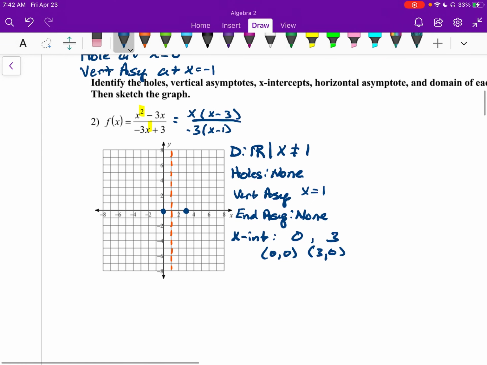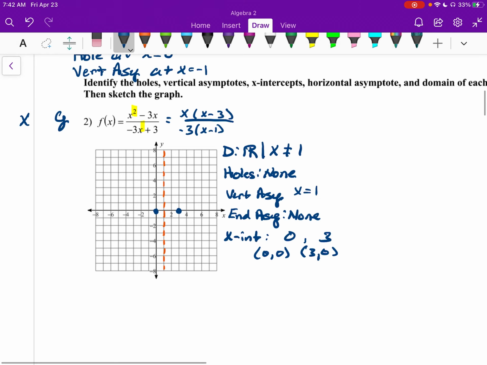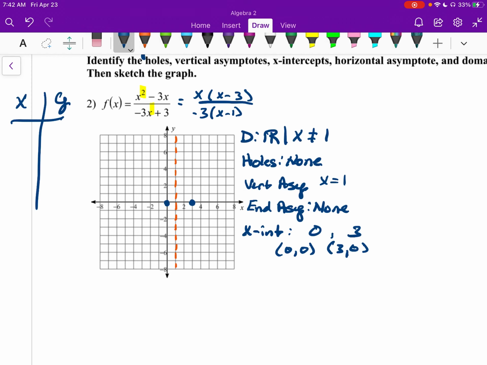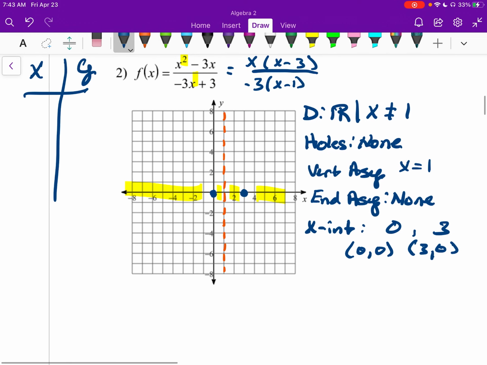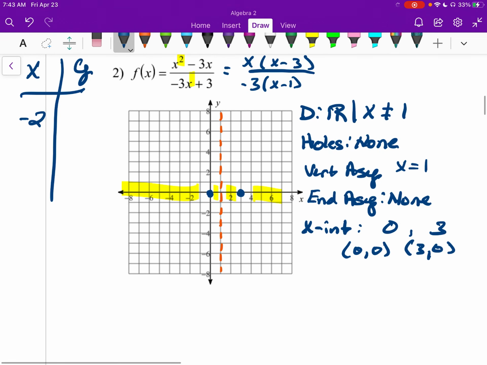So what we're going to do is we're going to go back to a t-chart. X, Y. And whenever you're deciding things to plug in, there's no necessarily correct answer, but you want something to the left of everything and then in the middle of each piece. Okay? So what I'm going to do is I'm going to use -2, 1/2, 2, and then we'll use 4. Right? So -2 is to the left of everything, 1/2 is between the point and the asymptote, 2 is between the asymptote and the point, and then 4 is to the right of everything.